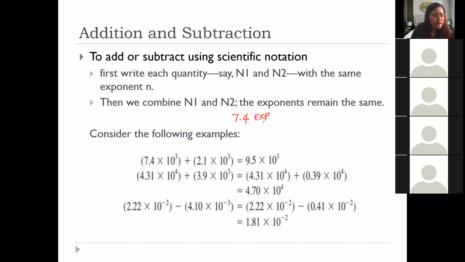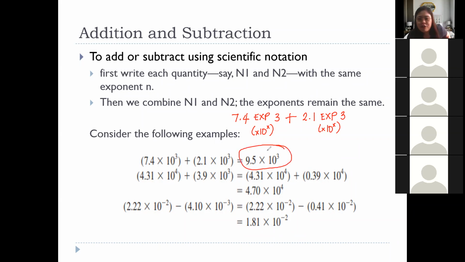There are calculators na instead of EXP ang nakalagay sa kanila ay times 10 raised to the power of x. Pindutan ninyo na class. So 7.4, tapos pindutan ninyo ang either EXP or times 10 raised to the power of x, and isunod ninyo ang exponent. So you just write 3. And then plus sa calculator, and then i-input ninyo ang second nga given, 2.1. And then again, pindutan ninyo ang EXP or the times 10 raised to the power of x. And isunod na ninyo diretso ang exponent niya. And then equals. You will get this answer.